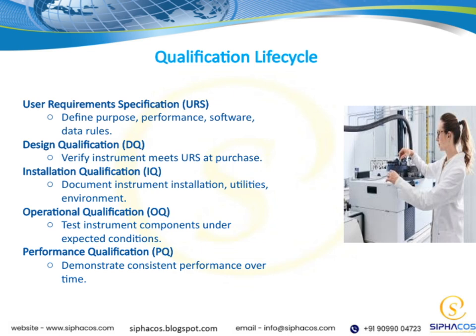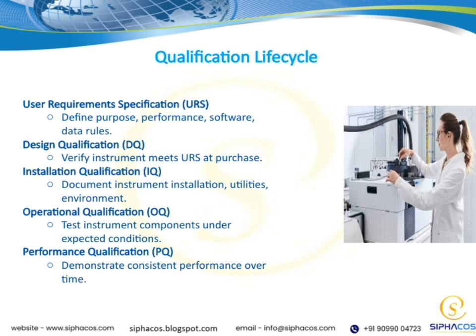Next is Design Qualification, or DQ. Here, we verify that the instrument we plan to purchase actually meets the specifications outlined in the URS. It's about making sure the design aligns with our needs before making any commitments. Then comes Installation Qualification, or IQ. This step involves documenting that the equipment has been installed correctly, including utilities and the environment in which it operates. It's about confirming everything is set up properly and according to plan.